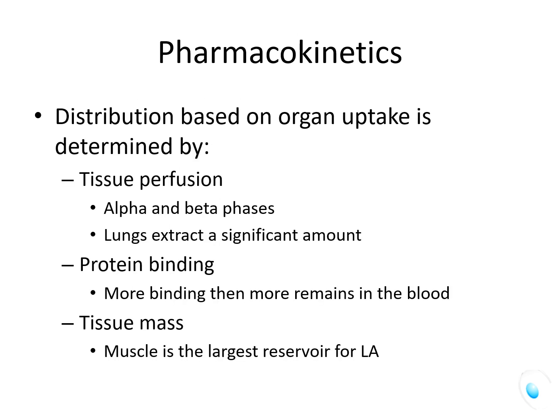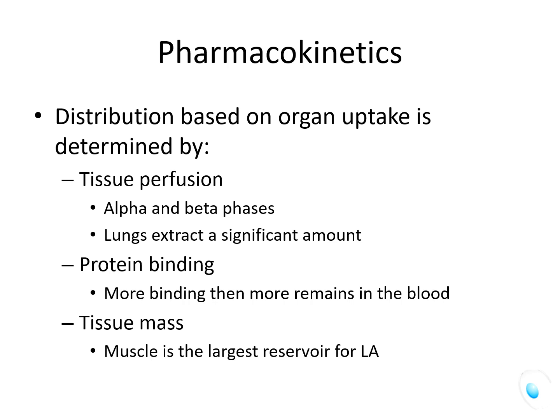Distribution of local anesthetics based on organ uptake is determined by tissue perfusion, more specifically alpha and beta phases, and this refers to the amount of tissue perfusion. So the alpha phase is your highly perfused tissues like your heart, your brain, your lungs, your kidneys, and then your beta phase is your less perfused tissues like your muscle.